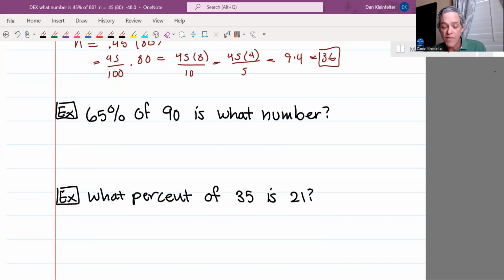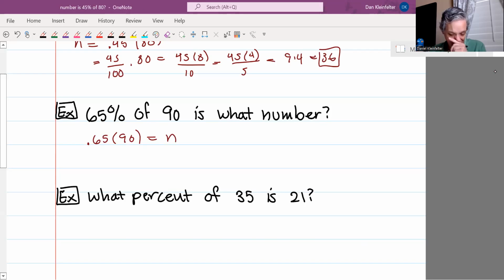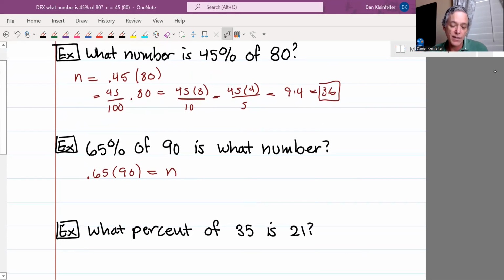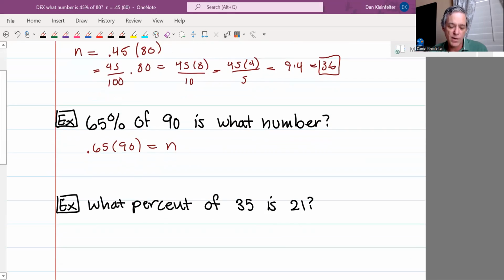Okay, 65% of 90 is what number? Okay, so this one, it's rephrased a little bit. Instead of starting off with what number, it ends with what number, but that's okay. It works out the same either way.